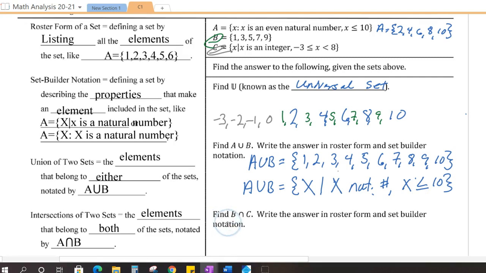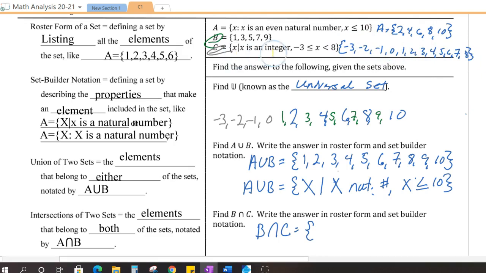Next, find the intersection of B and C. That means it has to be both. So we're going to say B intersection C. B intersection C is equal to, now I need to go back up to B and see what's in both. B is 1, 3, 5, 7, 9. C is -3 to 8 in integers. It'll be a lot easier to actually write those out. So -3.